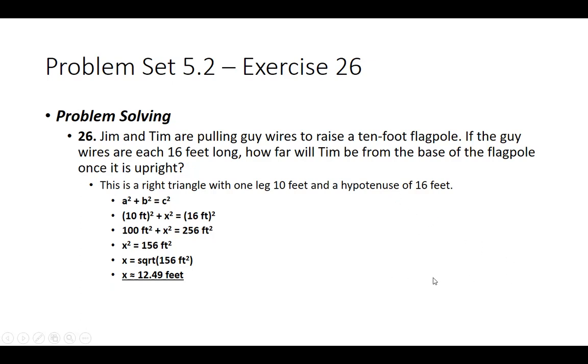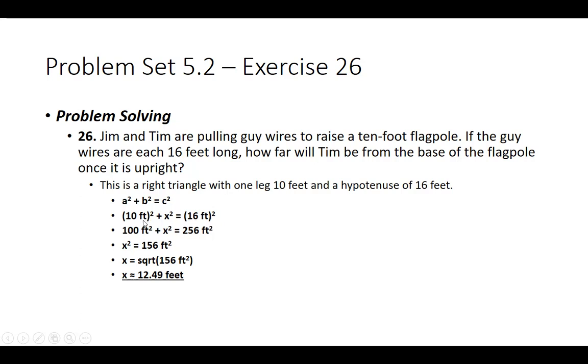We want to know how far away from the base of the flagpole Tim will be. We are looking for another leg, the horizontal leg. So we use our Pythagorean theorem, a squared plus b squared equals c squared. Plug in the one leg we know, 10 feet. Our other leg is an unknown, x. The hypotenuse is 16 feet.